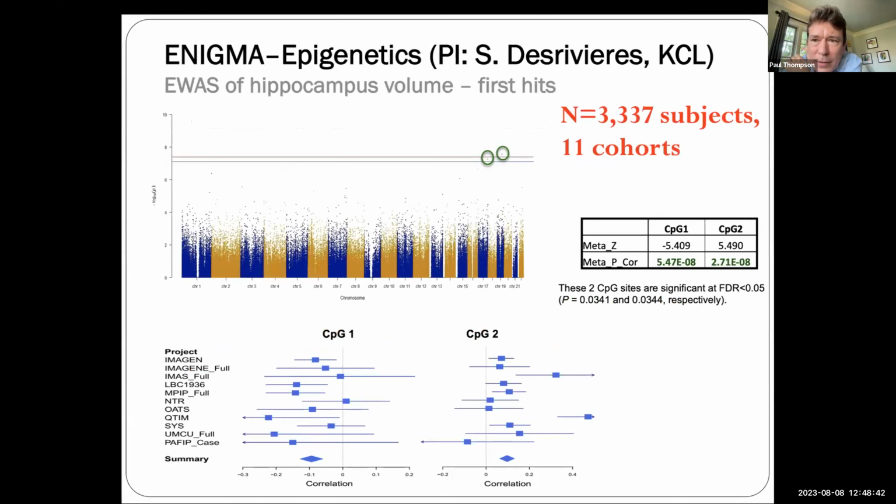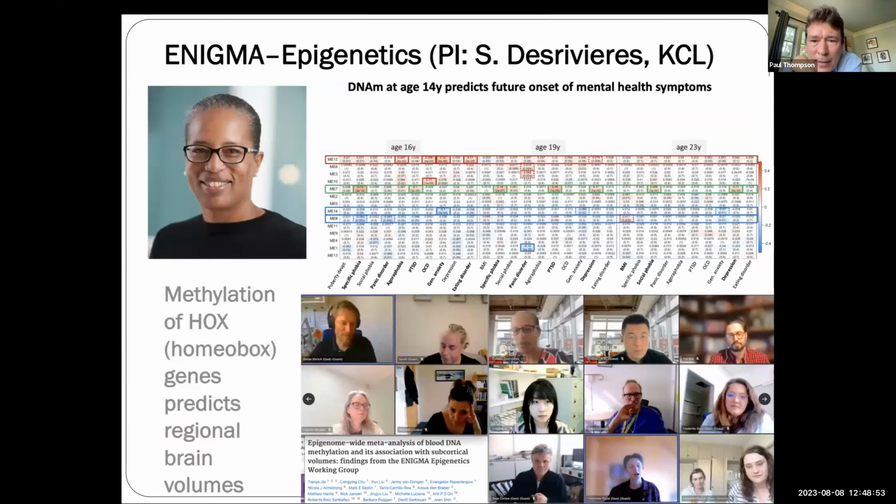Methylation is interesting too. Now, there's not quite as much data with imaging and methylation, but this work by Tianye Jia, working with ENIGMA Epigenetics, and Sylvane Desrivières, who is at King's College London, has found that methylation of HOX genes, homeobox genes, which are critical in development, predicts regional brain volumes. And I mean, it's hard to neglect if it has this much of an effect.